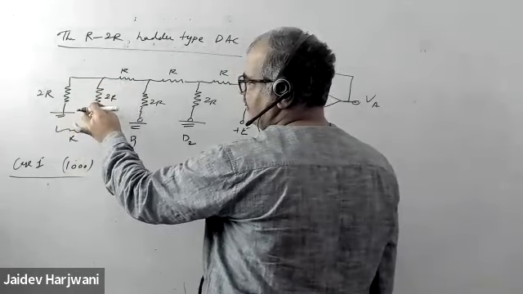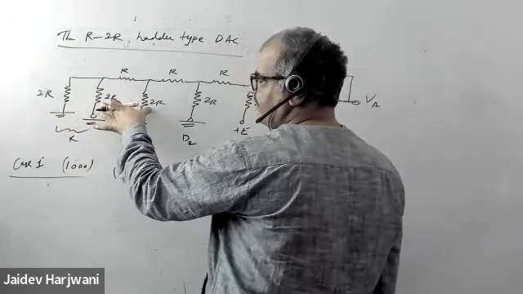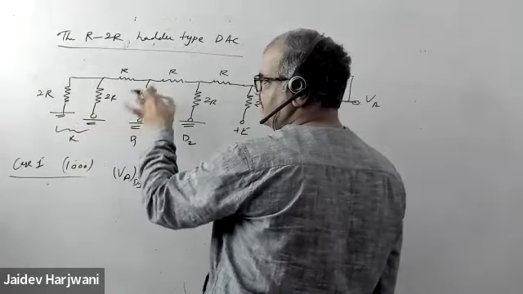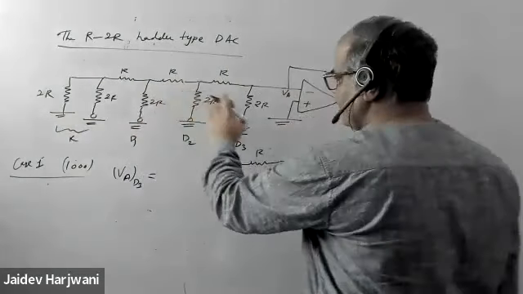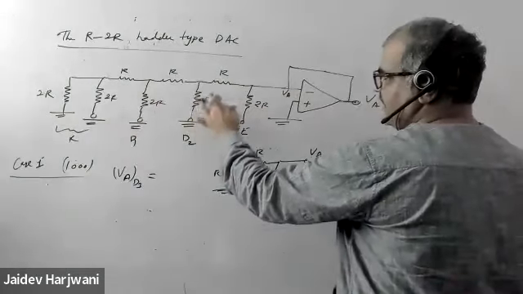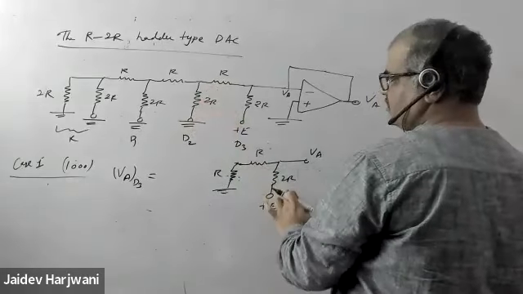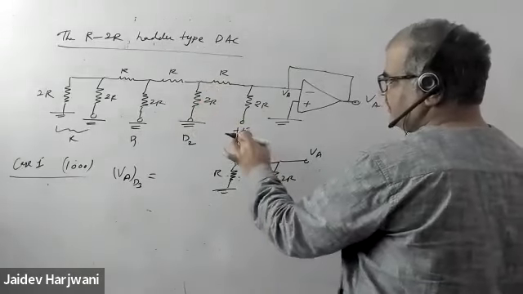R connected to R, so 2R. Then again they are parallel. Again R will come. Then R again will come R. Okay, so I'm stopping up to here. So I have R. This is R, and this is 2R. And here is a battery.